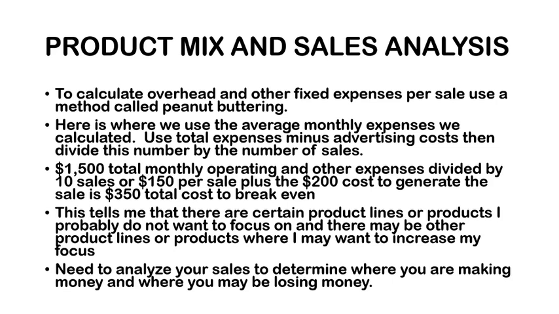The easiest way to do it is a method called peanut buttering, where you take your overhead and your other costs, other than your advertising costs. So you would take your total expenses minus your advertising, and divide this number by the number of sales you have. So if after you do that calculation, you say, okay, I have $1,500 total monthly operating and other expenses. I made 10 sales. So what I need to do is take 10 sales, divide that into 1,500, and it's saying for my other costs, it's costing me $150 per sale, plus the $200 cost to generate the sale. So my total break-even cost on that sale is $350.